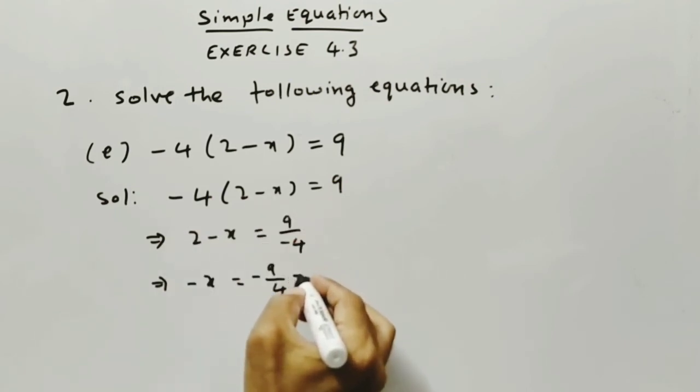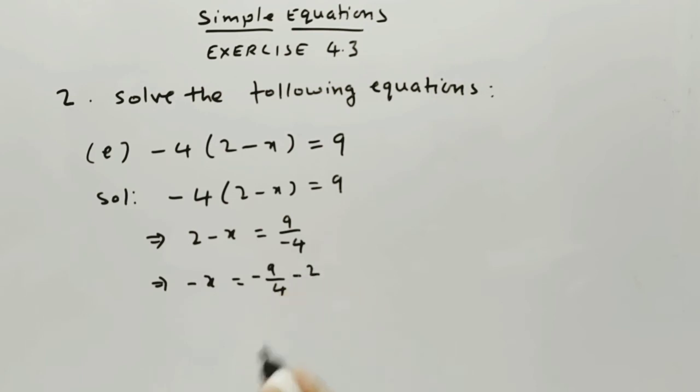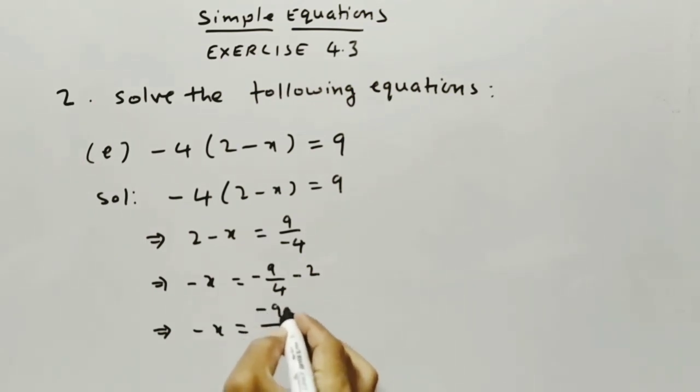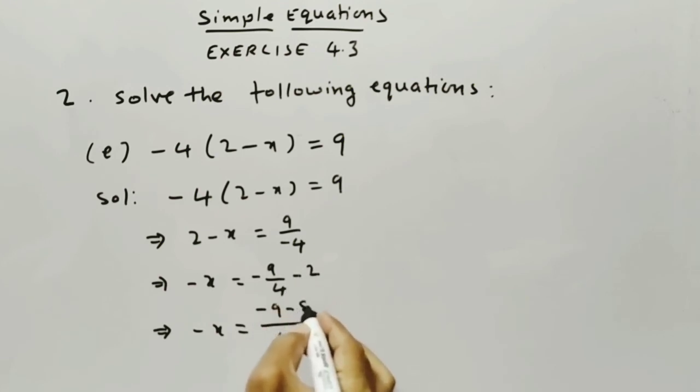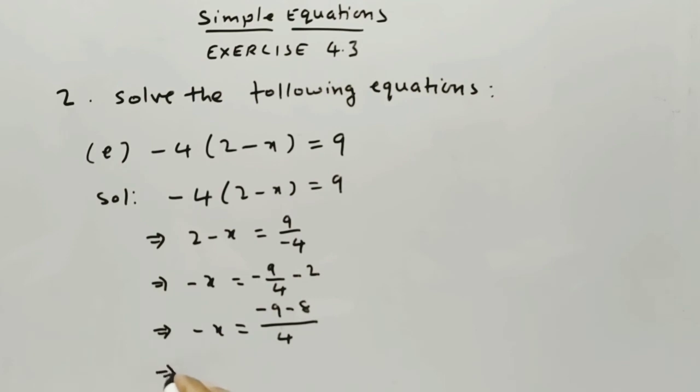These two you can send this side, you can take that as a minus 2. This implies minus 6 is equal to, what is the ratio? 4 minus 9 minus 8. This implies minus x is equal to minus 17 by 4. This implies both the sides, you can cancel minus sign, then you will get x is equal to 17 by 4 is the solution of the equation.